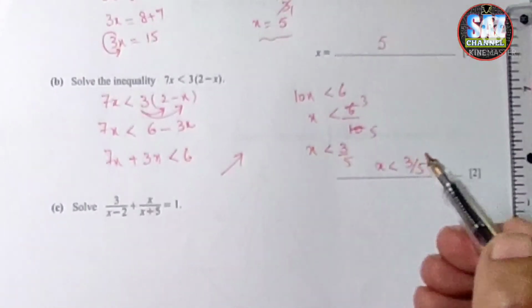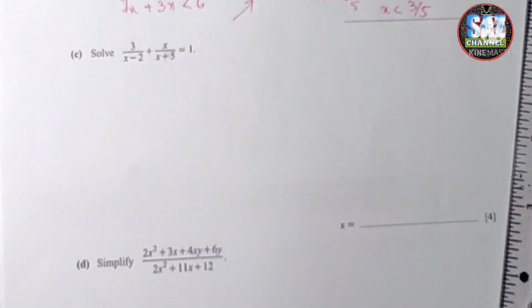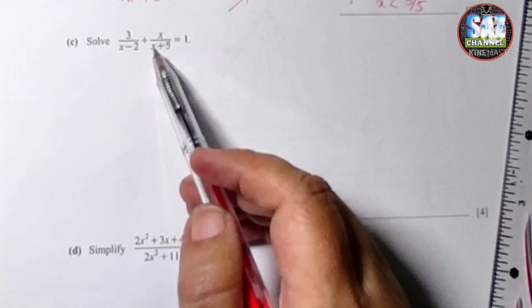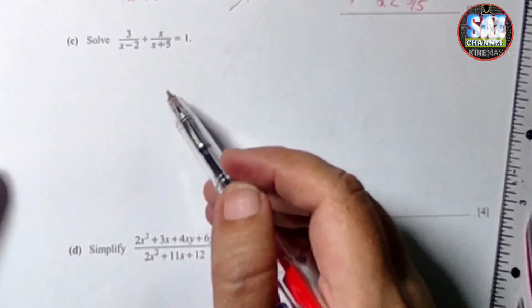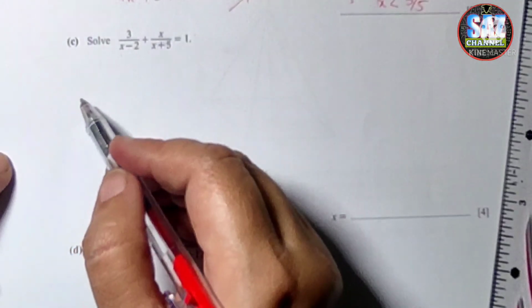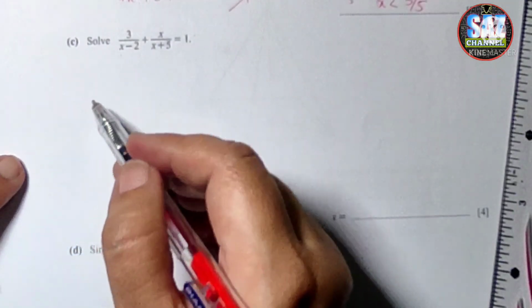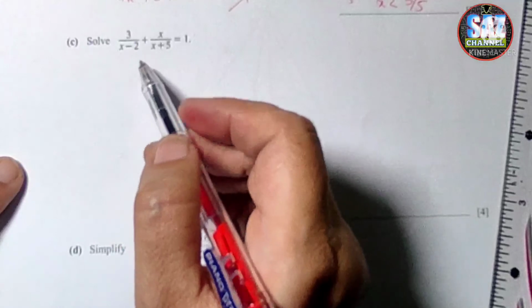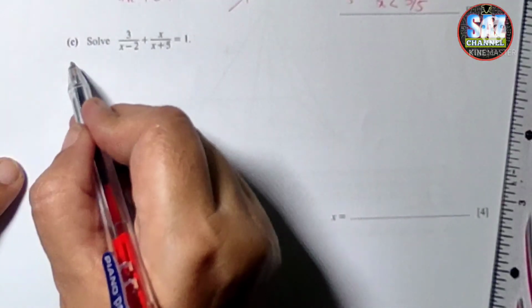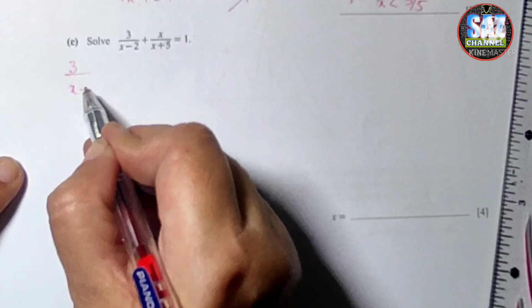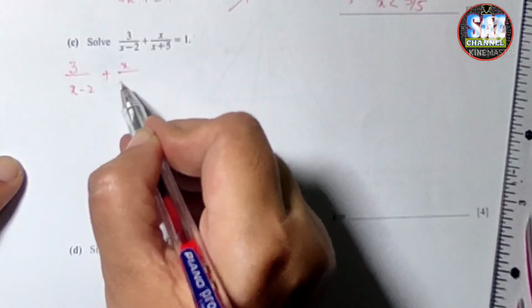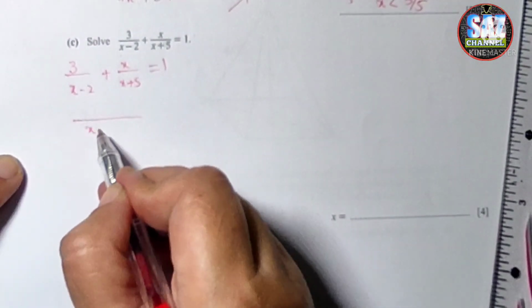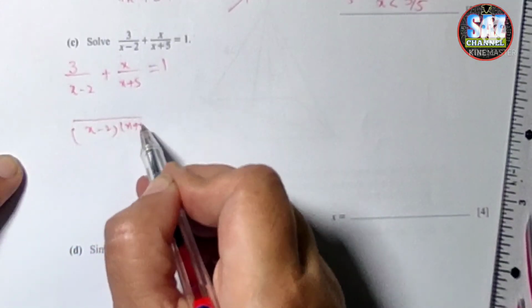3 by 5. Moving to the next question, that says solve 3 over x minus 2 plus x over x plus 5 equals 1. Again D2, chapter number 4 and 5 and 6, and D1 chapter number 5 has to be really good. First of all, in order to solve this equation, we have to take the LCM, and the question will take the form 3 over x minus 2 plus x over x plus 5 equals 1. And now see what the LCM will be: x minus 2 into x plus 5.